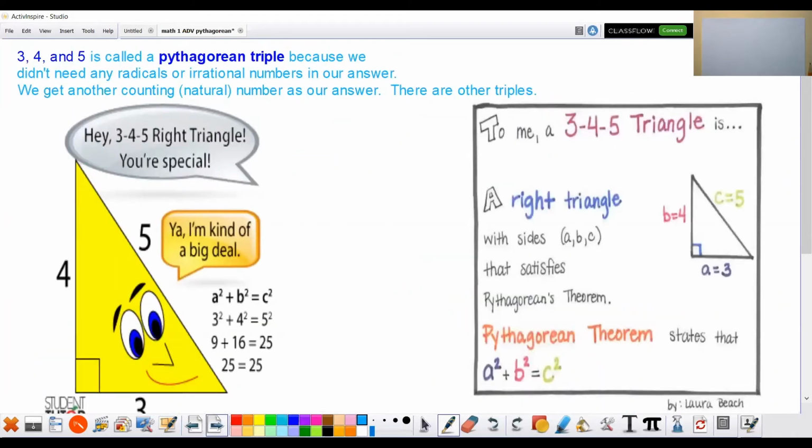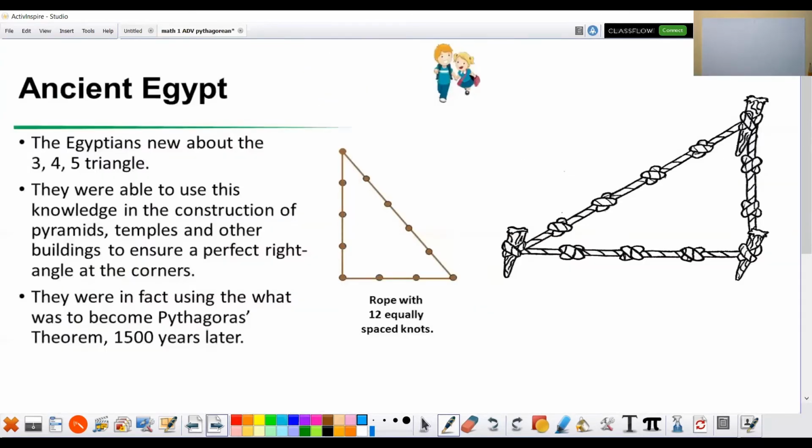This is more of a little proof, and it's so famous it says, yeah, I'm kind of a big deal. This is one of the most popular ones, 3, 4, and 5, because they're nice, easy numbers. The Egyptians used it also to build their pyramids. I'm going to skip this slide, but they actually discovered it even before the Greeks did. They used this to figure out how to get the corners perfect on a pyramid.